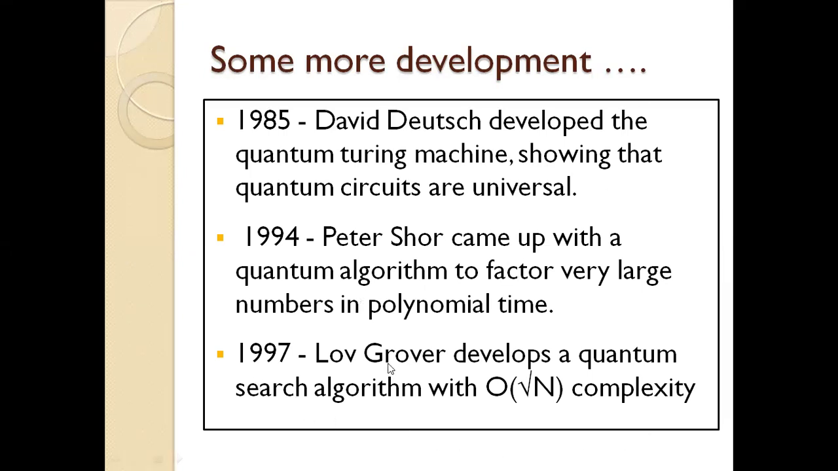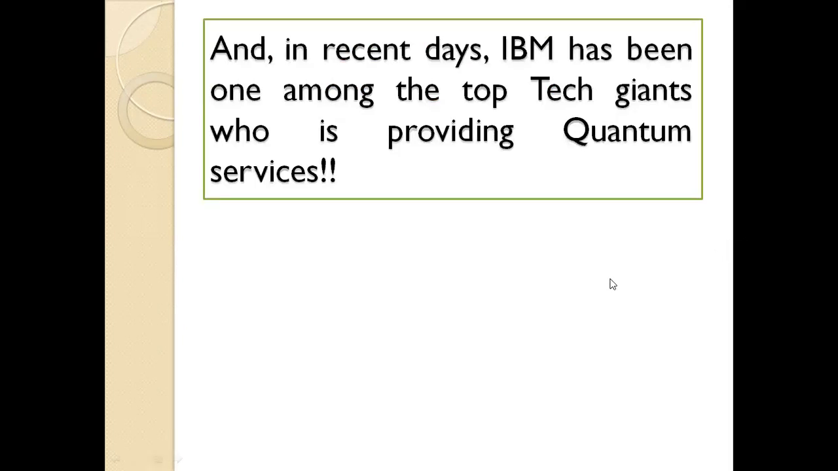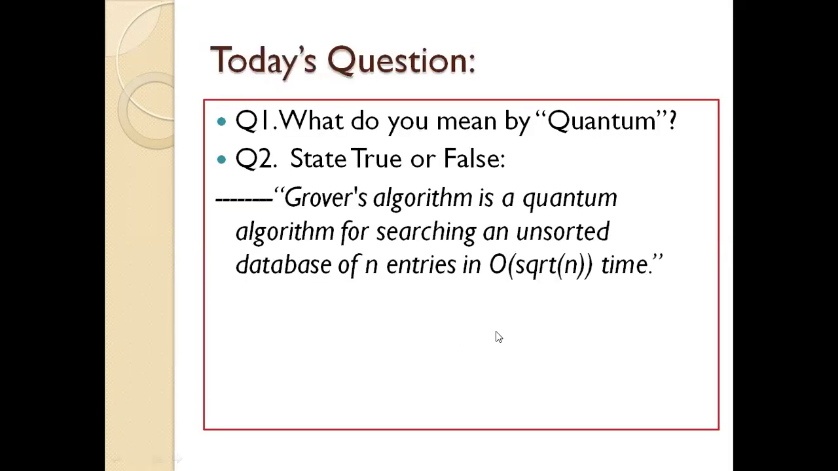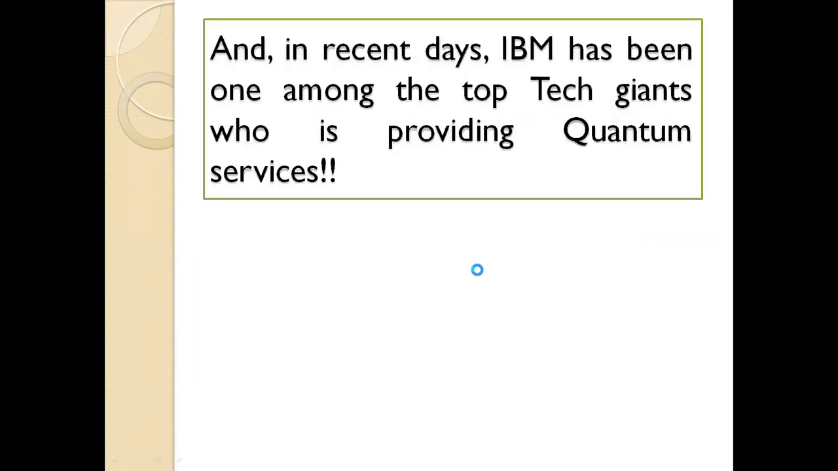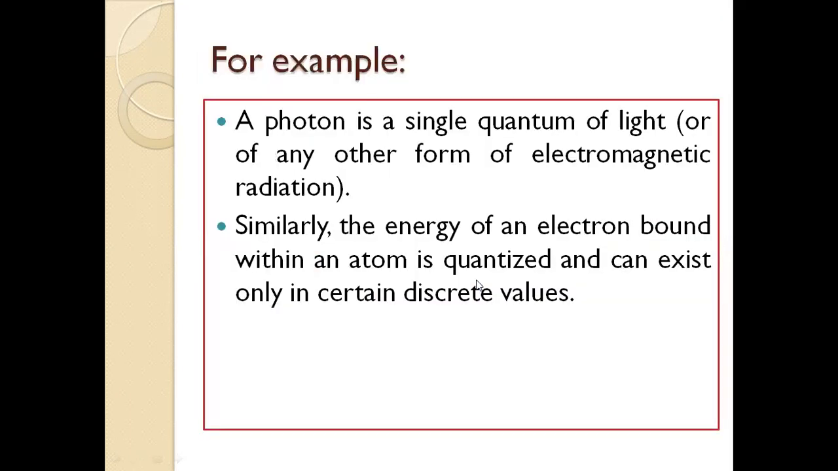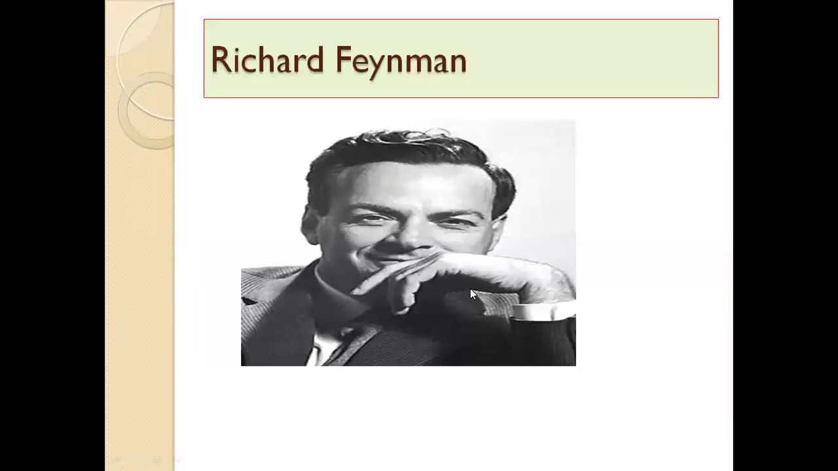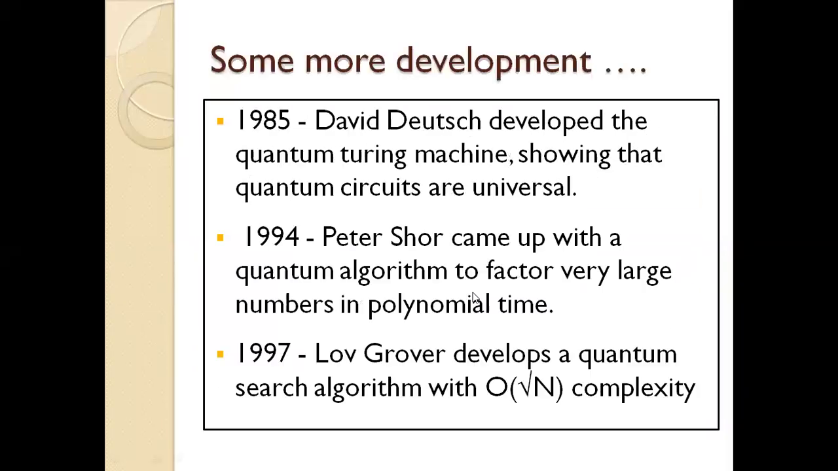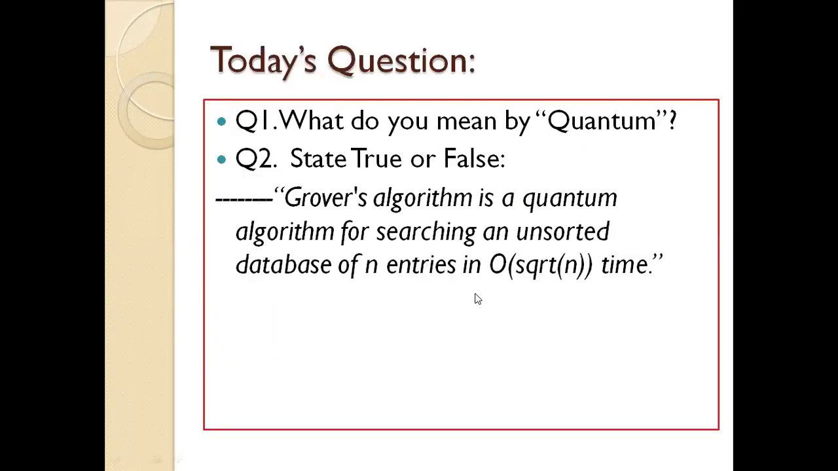Okay, please remember, Lov Grover developed a quantum search algorithm which is big O of root over n, meaning square root n complexity. So why is this important? Because this algorithm you will face in this quantum computing paper. And in recent days, IBM has been one among the top tech giants providing quantum services. Now, this is a little introduction of what quantum mechanics is, who introduced this, and how it differs from traditional computing. Right. Now, let's have a question for you.